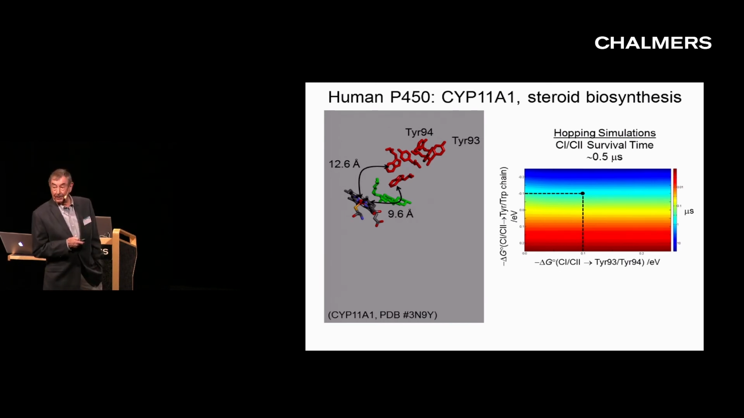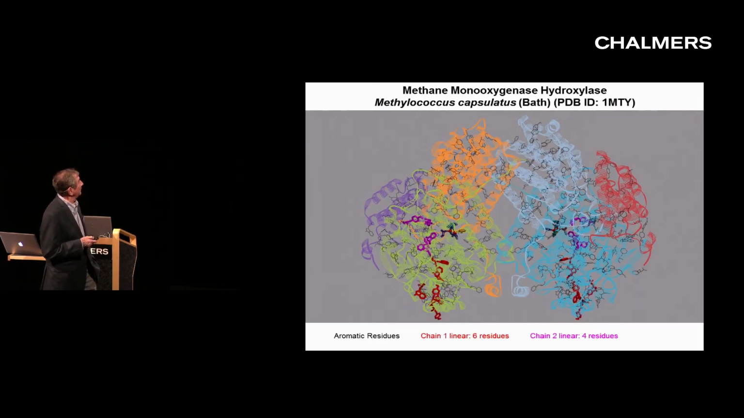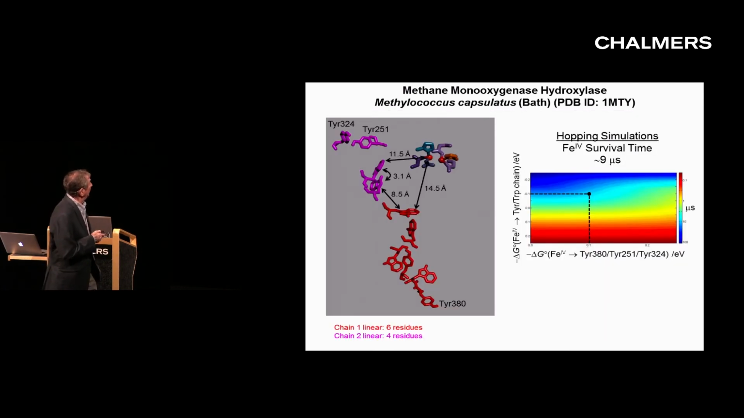Even more impressive is the chain we found in methane monooxygenase. Several chains, huge chains of tyrosines and tryptophans. Here they are. There's the active site of methane monooxygenase. This is a big chain that goes way out to the surface.